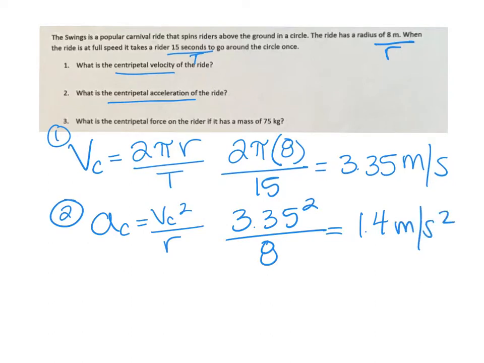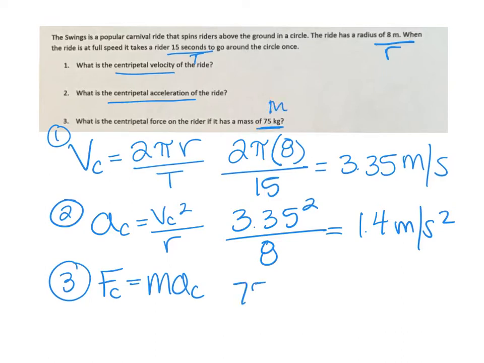And then for the last one, we're going to use our force formula, which is F equals ma. In this case, I'm putting the C's in there just so you know I'm talking about centripetal force and centripetal acceleration. So we're going to take the mass given to us, which was 75 kilograms, and we're going to plug that in along with our acceleration we just got of 1.4. And we're going to type that in the calculator, and we should end up with 105 newtons when we do that. All right? So that's how you solve the first 3.